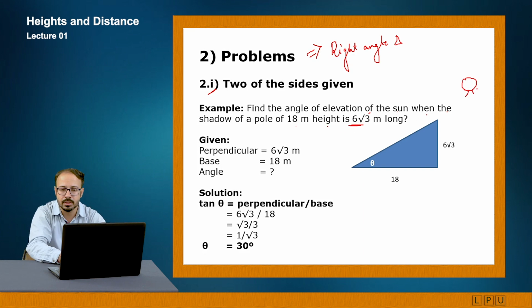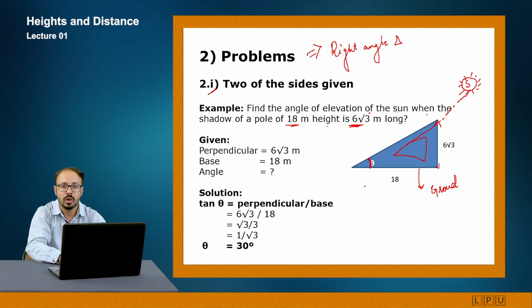Somewhere here it will be the sun. From here the sun rays will come. This is the object they are looking at, so from this area the shadow will be formed, and this is the shadow part. Shadow will always be on the floor or on the ground. I can write it as ground. So the angle of elevation of the sun from the ground is this theta. The height of the pole is with me, the shadow length is with me, that is 18.